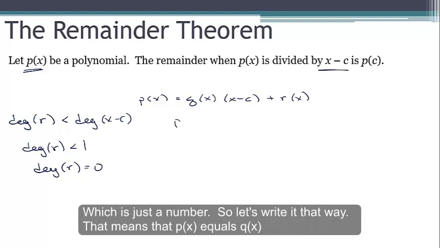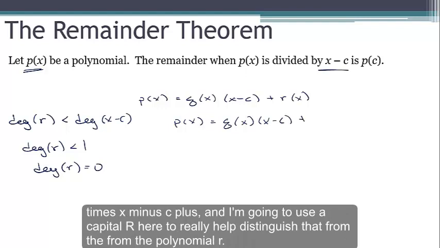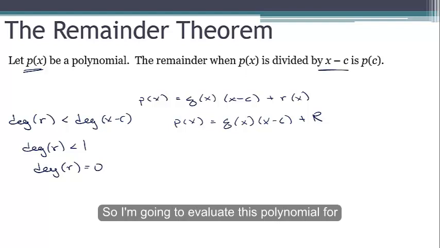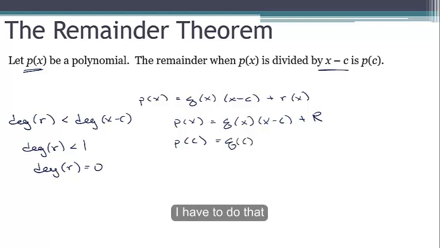That means that p of x equals q of x times x minus c plus, and I'm going to use a capital R here to really help distinguish that from the polynomial r. Now remember, keep this firmly in your head. I want to know what R is. That's my goal here. Here's what I'm going to do. I'm going to evaluate this polynomial for x equals c. And if I replace the x with a c on the left side, I have to do it on the right side.